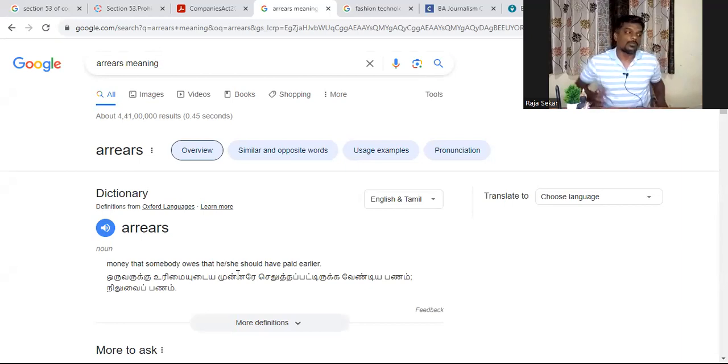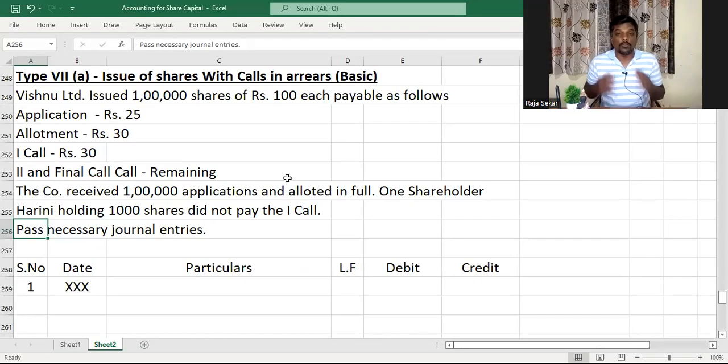Understood? So how does that come into effect in accounting for shares? The company, after allotting shares, makes the allotment money due, and then it makes the first call due, and then it makes the second call due. So it basically makes the calls due. And if a shareholder who is supposed to pay the calls on a particular date defaults, does not pay the money for that particular call on the due date, then the amount payable by him shall be calls in arrears.